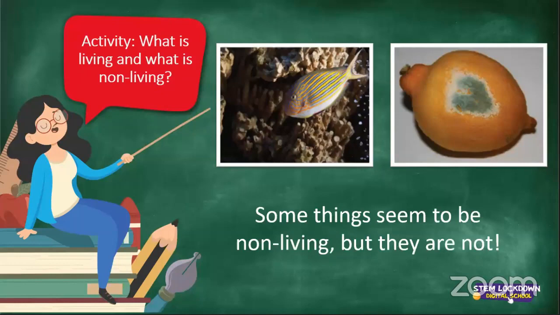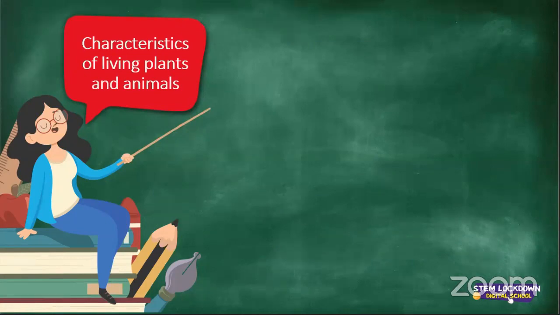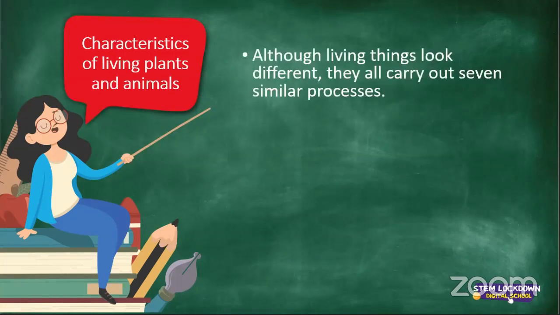Okay. There are a lot of things that seem to be non-living. A lot of you answered on some of these questions. Not all of them are living, by the way, but a lot of you answered on some of the questions that they are non-living, but actually they were living. And later during the week, we'll come back to this and look at it again. Okay, now we're going to look at the characteristics of living plants and animals. In other words, how can we classify them? How do we know when something is living and when something is not?